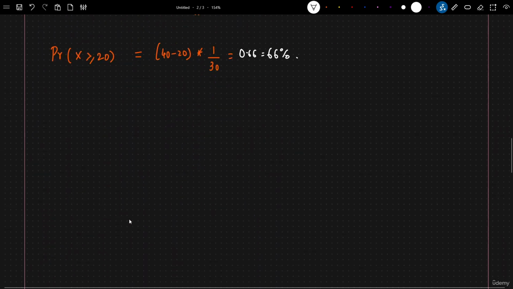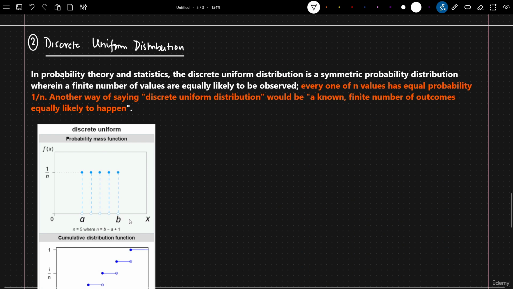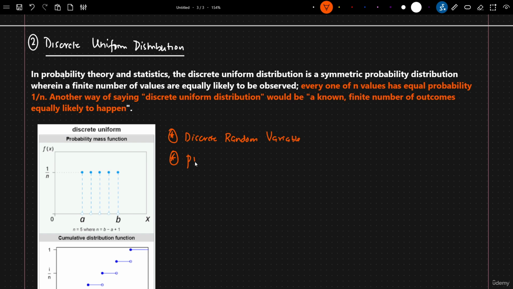Now let's go to the next distribution, which is called discrete uniform distribution. Whenever we talk about discrete uniform distribution, since we are talking about a discrete random variable, the second thing over here is that we basically use a PMF to showcase this entire distribution. So let's take an example for this. The example over here will be rolling a dice.